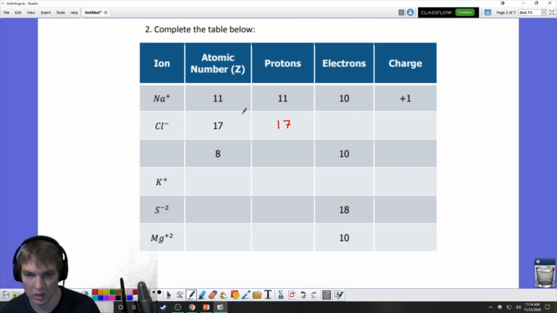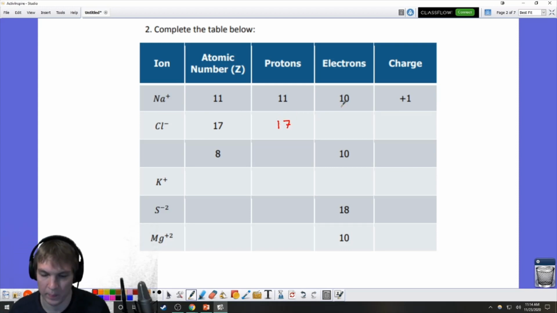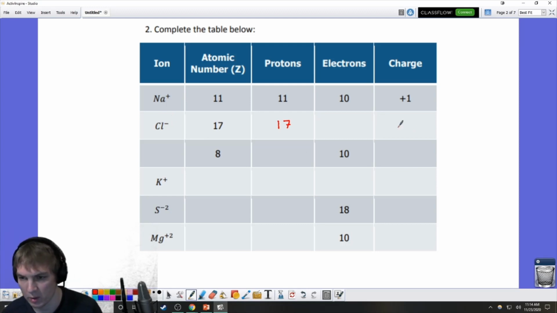So protons and atomic number are always going to be the same, right? The charge can actually be indicated here from the chlorine. Notice for the charge of sodium we had a +1, and it has a plus in the upper right corner. Well, if we have a minus here in the upper right corner for chlorine, that means the charge is going to be -1.